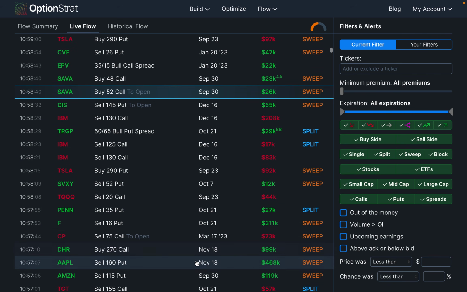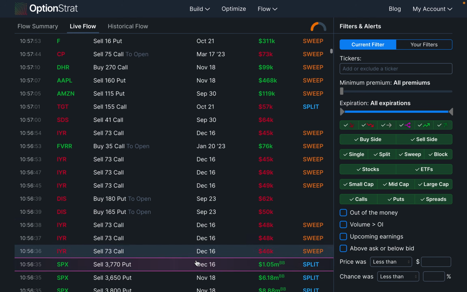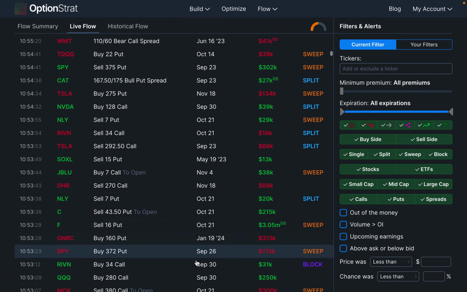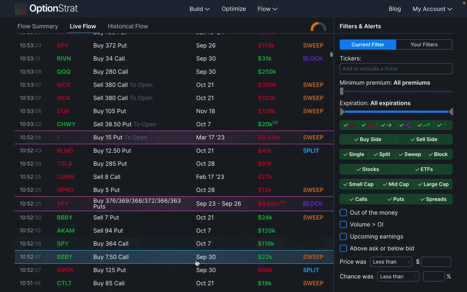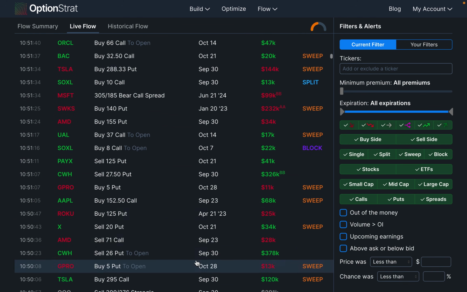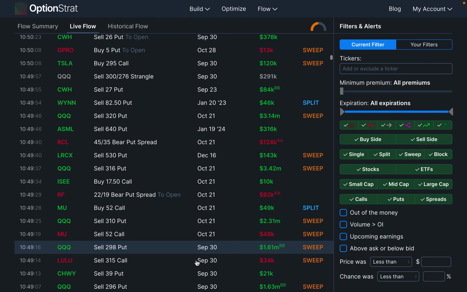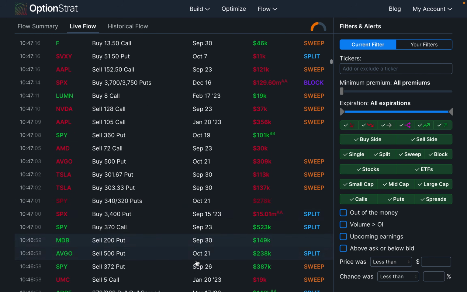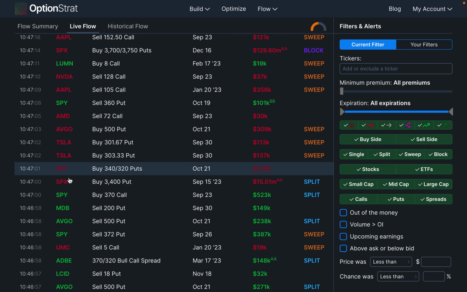Similarly here, let's see if I can find a dark red one. If I continue to scroll down, there should be one here soon. So let's see, dark red, dark red. Let's see here. So right here, right? Finally found one.